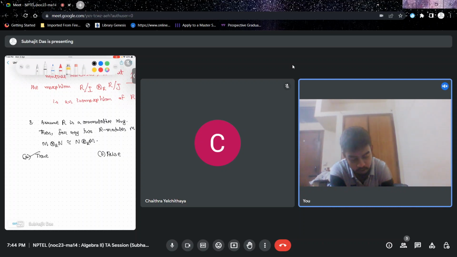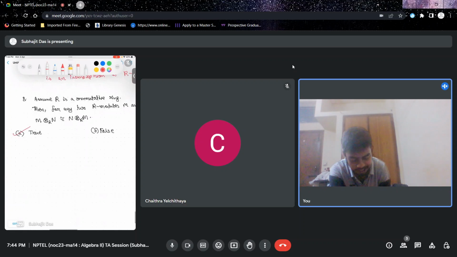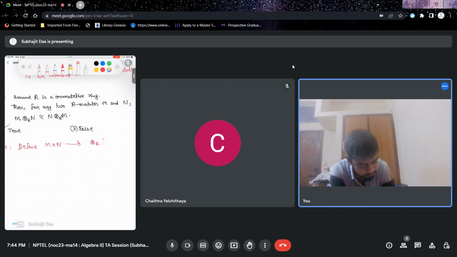And how do you go about proving such a statement? You again try to exhibit an isomorphism. So you define the map from M cross N into N tensored over R with M. M comma N will get mapped onto what?